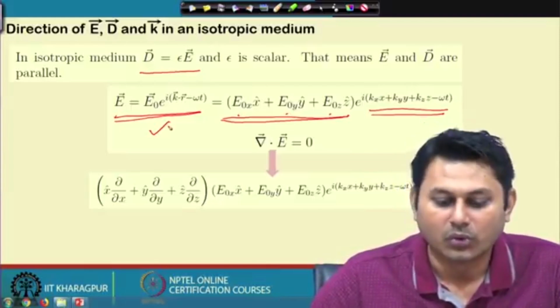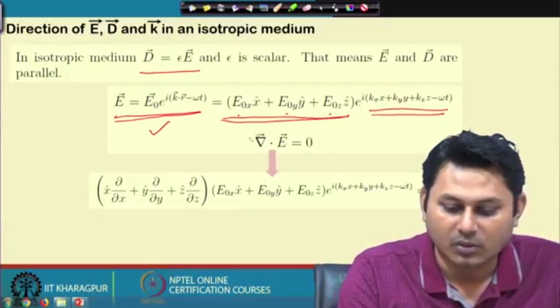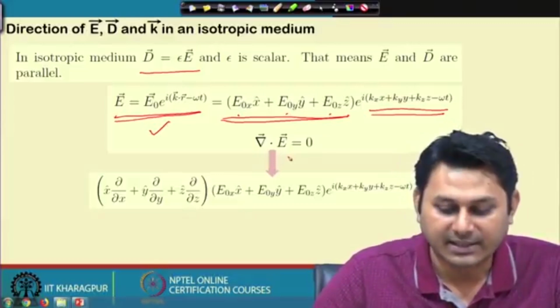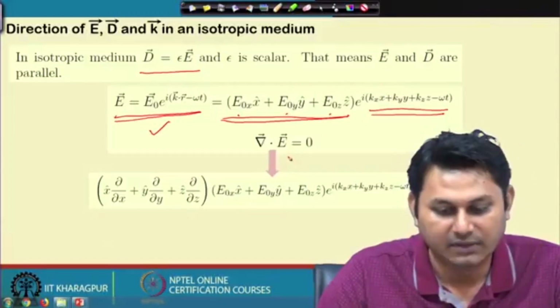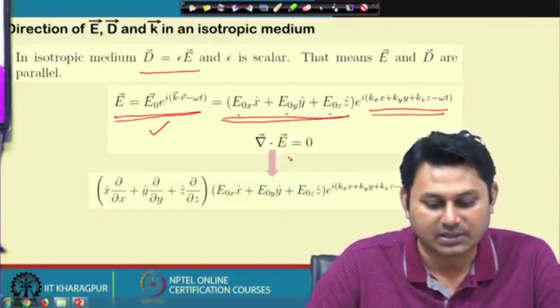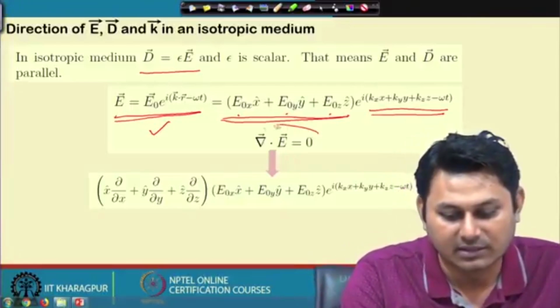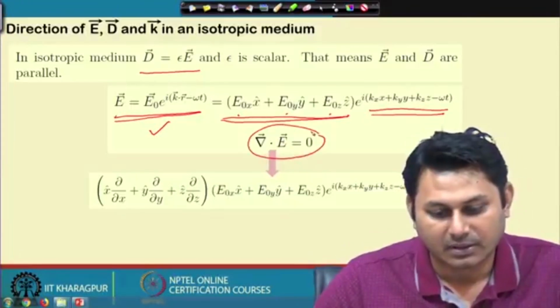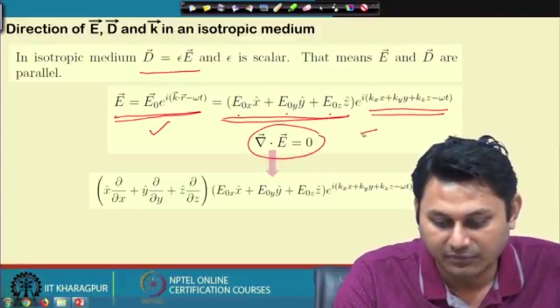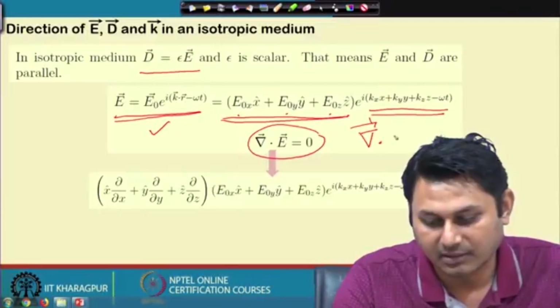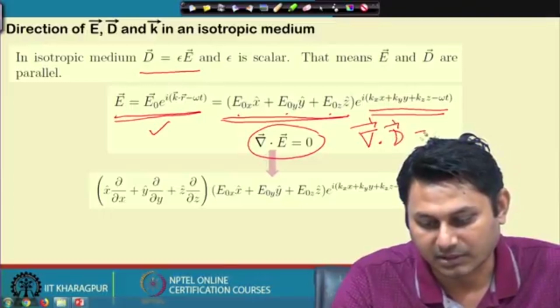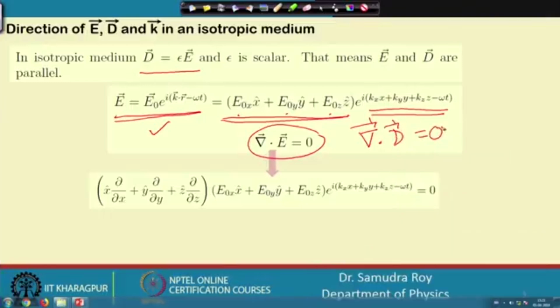Now, we know that grad dot E is equal to 0. That is, if there is no free charge, even in the material, then we can write that grad dot E is equal to 0. Since in the isotropic case, if you remember from the previous class, our expression was grad dot D is equal to 0. Now, D and E are parallel. So, I can write that grad dot E is also 0.